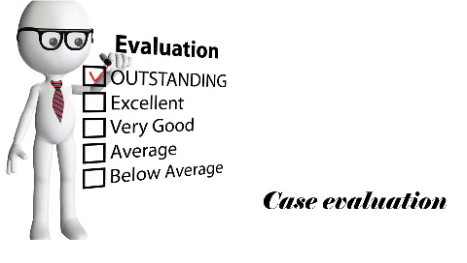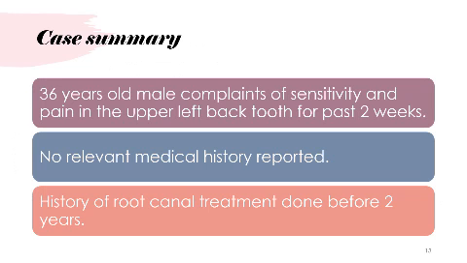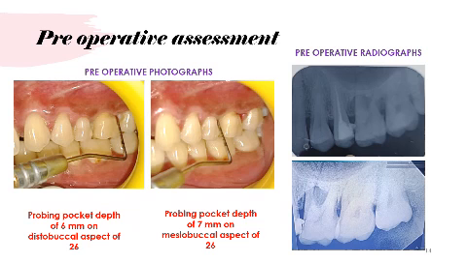So coming to the case evaluation, case summary: a 36-year-old male complains of sensitivity and pain in the upper left back tooth for the past 2 weeks. No relevant medical history reported. History of root canal treatment done 2 years before. Preoperative assessment reveals 6 mm probing pocket depth on the distobuccal aspect of 26 and 7 mm on the mesiobuccal aspect of 26 with grade 1 mobility.